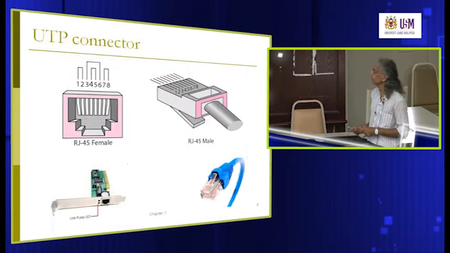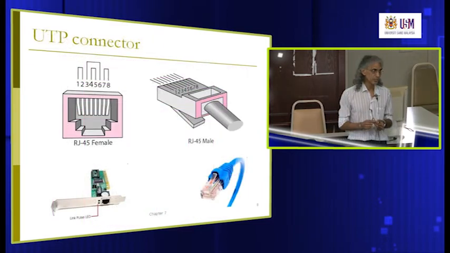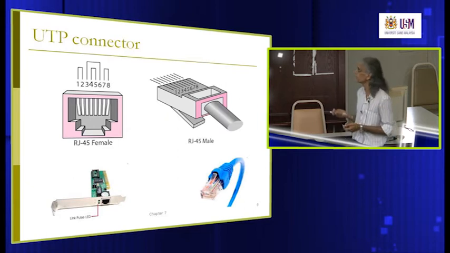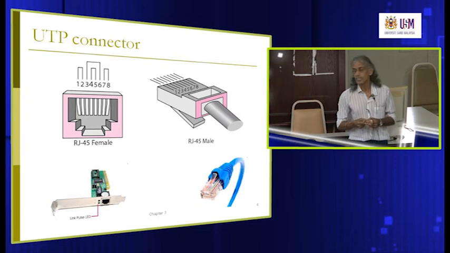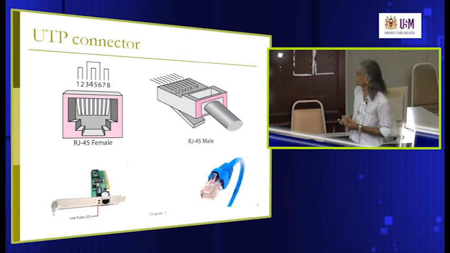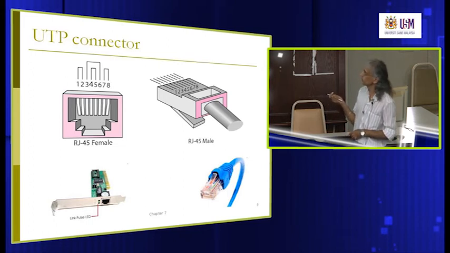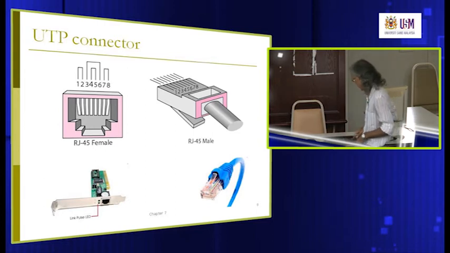So these UTP cables need to be connected to your machine. We normally use the RJ45, right? I'm sure you're familiar with this particular connector. So one goes into your PC, the other goes into a card. This will be on the network card itself, and this will be on the cable itself, right? And if you look at it here, there are numbers, 1 to 8. This means there are 8 wires, right?